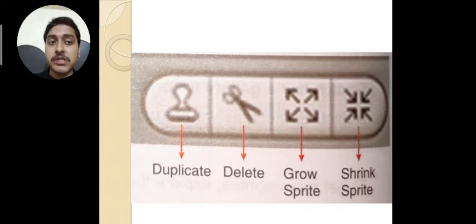And next option, a scissor option. This option is there to delete the sprite. Anything if we wish to delete, we have the option there to delete this. We have an option to grow sprite, and the next option is shrink sprite. Grow sprite button is used to enhance the size of the sprite which we are using currently, means on which we are editing anything. And the shrink sprite button is used to reduce the size of the sprite on which we are working, means on which we are performing the edit action.